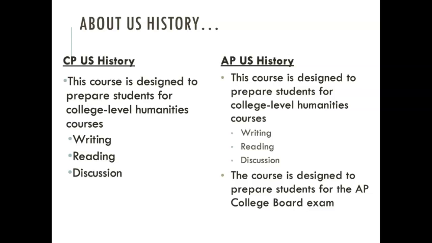Now, with that being said, the big difference here is that the AP US History class is specifically designed to prepare students for the AP College Board exam. This is going to be very important because you will see in the upcoming slides that there is going to be more homework, more writing emphasis, more studying and reading because of this. Another thing to note is that the AP College Board exam is in May, so we have less time as a class to cover content, therefore there is going to be a lot more emphasis on the student individually doing a lot on their own.